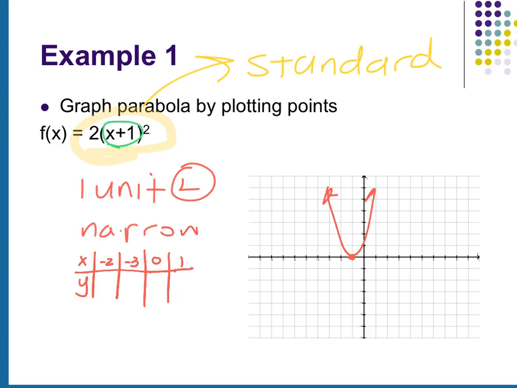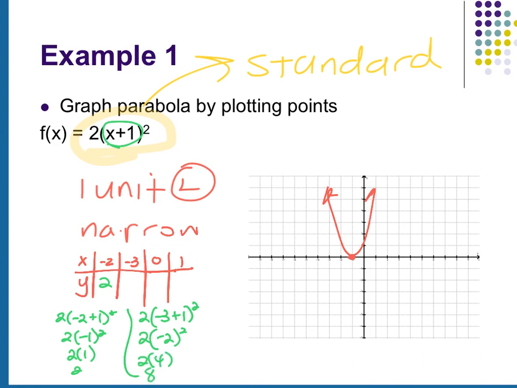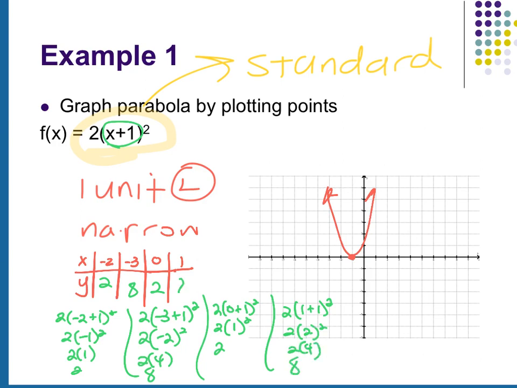So I plug in -2 in here: 2 times (-2 plus 1) squared, 2 times (-1) squared, 2 times 1, which is 2. Then I'm going to plug in -3: 2 times (-3 plus 1) squared, 2 times (-2) squared, 2 times 4, which is 8. And then 2 times (0 plus 1) squared, which is 2 times 1 squared, 2 times 1, which is 2, and 2 times (1 plus 1) squared, 2 times 2 squared, 2 times 4, which is 8.